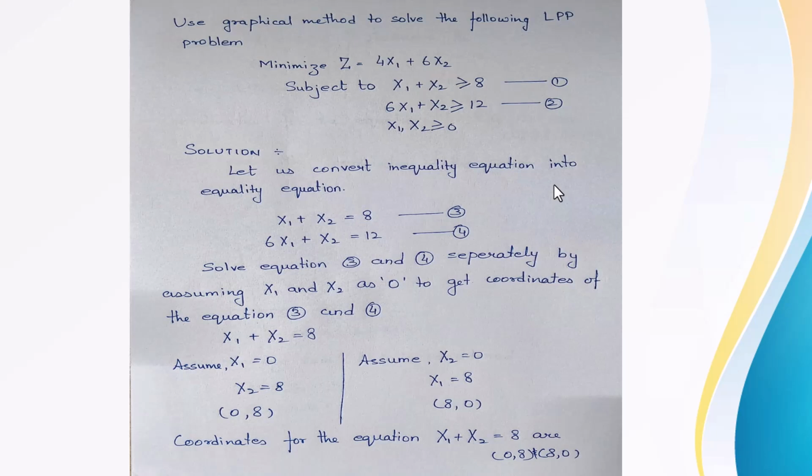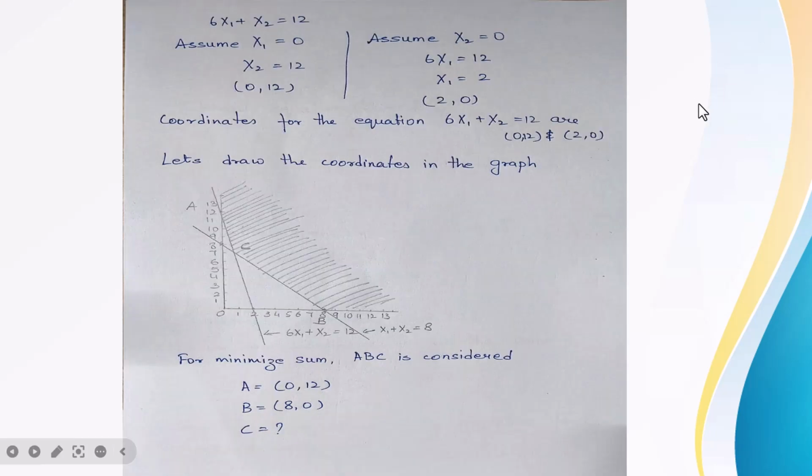As already mentioned in our previous video for the maximization problem, x1 is always considered as the x-axis variable and x2 is the y variable, the y-axis. So (0, 8) has x1 being 0 and x2 being 8, and (8, 0) has x1 being 8 and x2 being 0. So the coordinates for the equation x1 + x2 = 8 are (0, 8) and (8, 0).